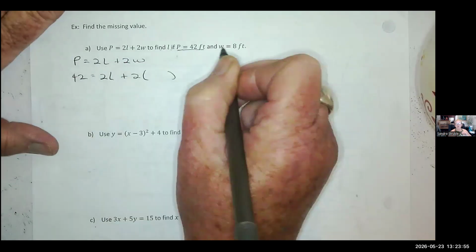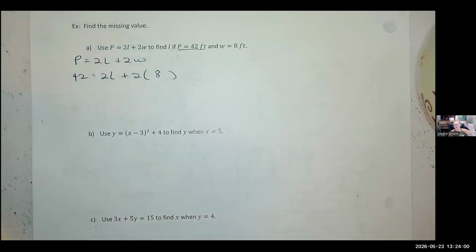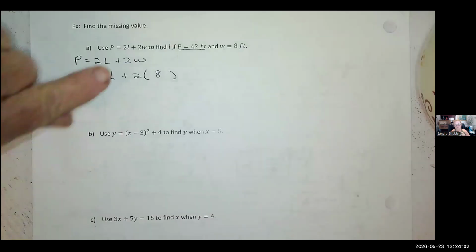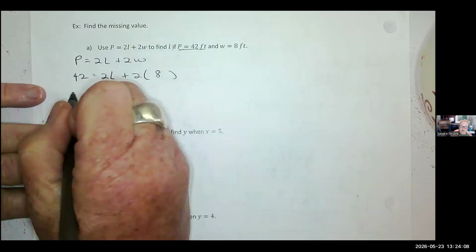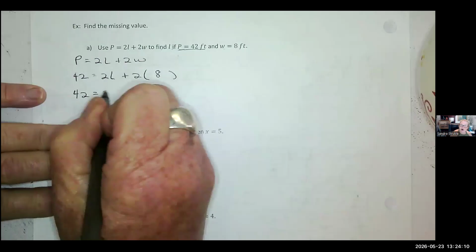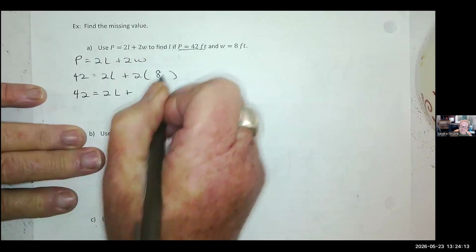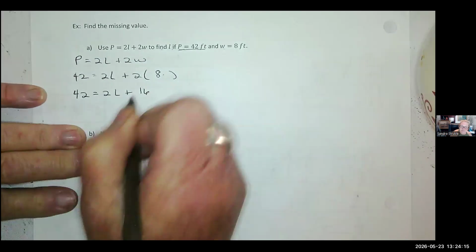Do not put your units in when you're substituting and solving. You're going to use the unit at the end whenever you answer the question. And always use your unit. So 42 is equal to 2L plus 2 times 8 is 16. Solving for L, we're going to subtract 16 from both sides.